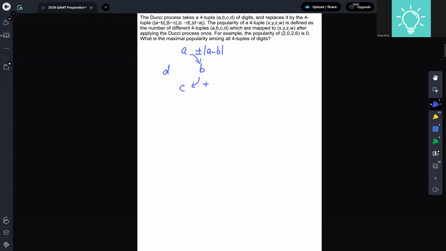Okay. And then this is just B minus C. And to get from C to D, you can either add or subtract that. And to get from D to A, you can either add or subtract that. So, what you realize is that after going around the circle once, starting with A, you're going to get back to A. Which is why we can see that A plus or minus all of this gets back to where we are.